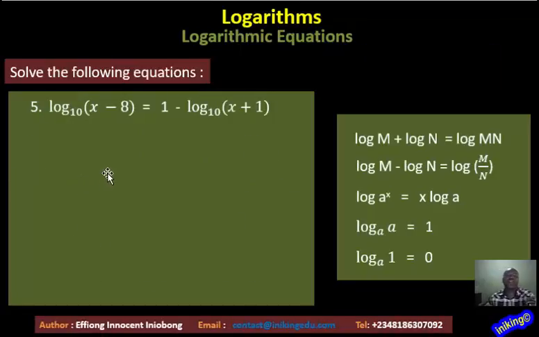We'll look at the last question. Here we have that the logarithm of x minus 8 to base 10 is equal to 1 minus the logarithm of x plus 1 to base 10. What do I do first? I try to collect like terms.